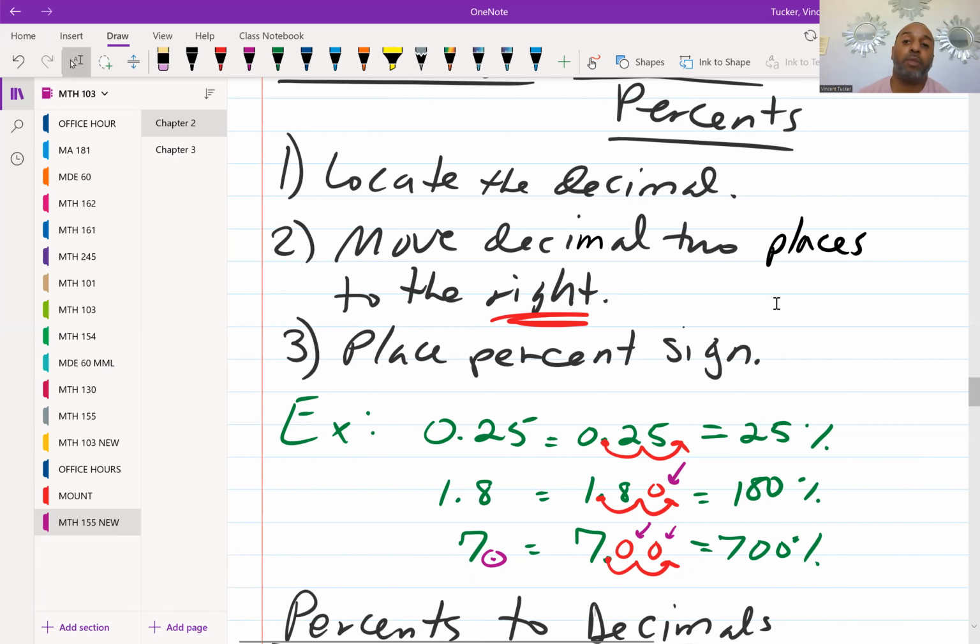Questions on moving decimals or converting decimals to percents? It's always two places. Yeah.